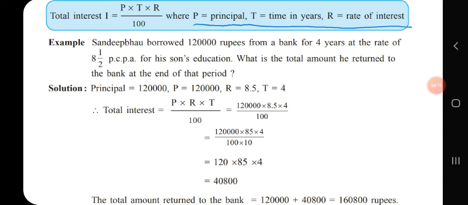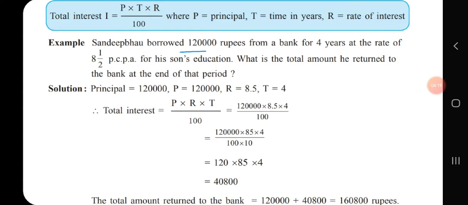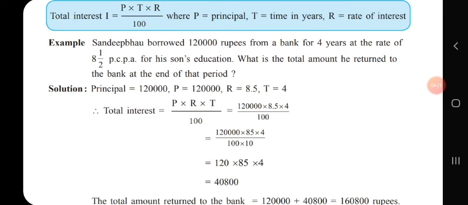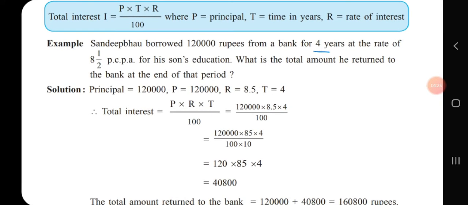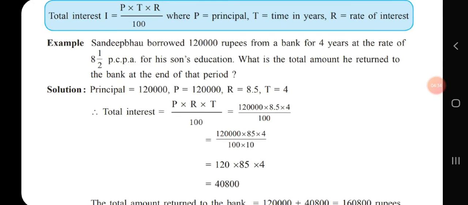Consider the second example. Sandeep borrowed 12,000 rupees from a bank for 4 years at the rate of 8.5 percent per annum for his son's education. What is the total amount he returned to the bank at the end of that period?